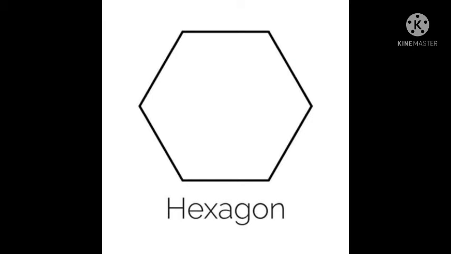The 5th shape that we learned is a hexagon. This is a hexagon. It has got 6 sides and 6 corners. The best example for a hexagon is a honeycomb. I showed you a honeycomb. The honeycomb has 6 sides and 6 corners. So the honeycomb is hexagon shaped.